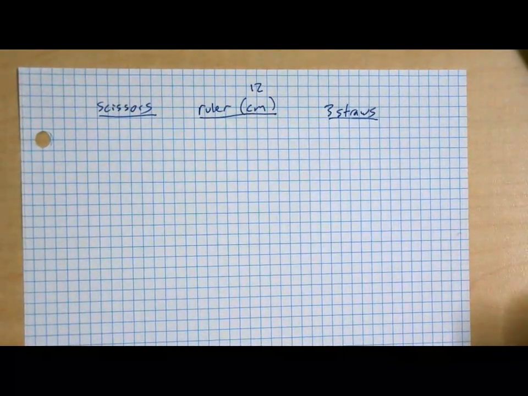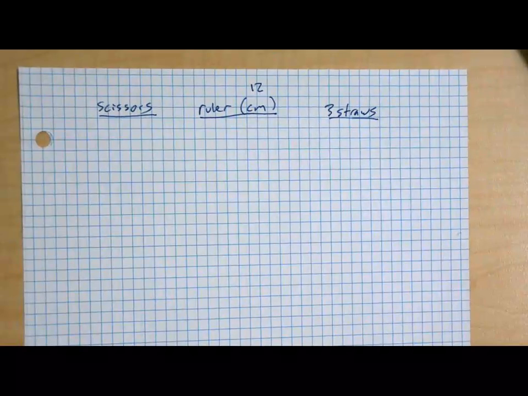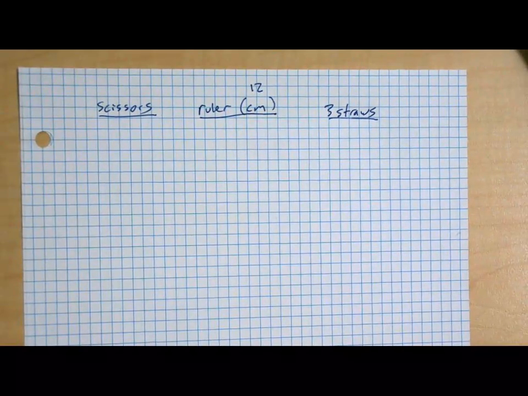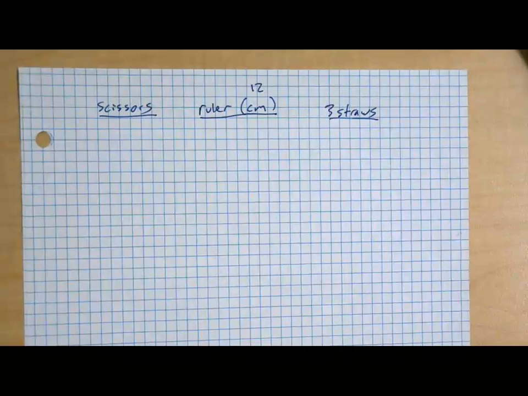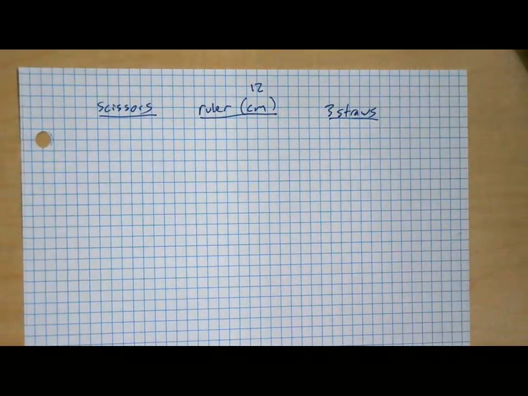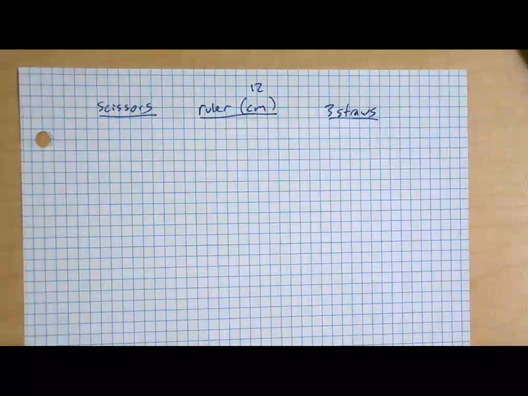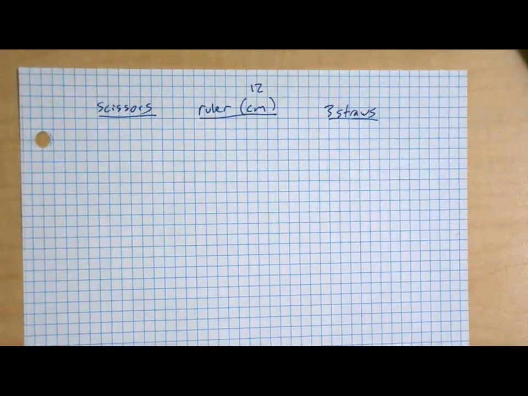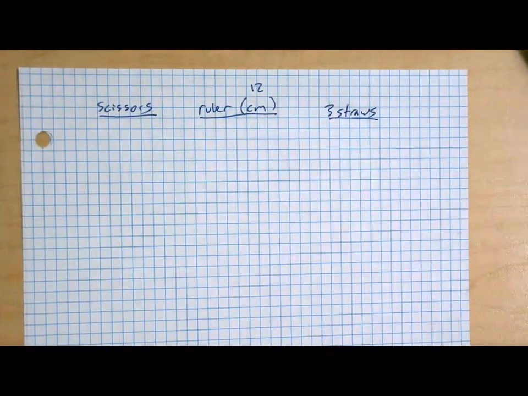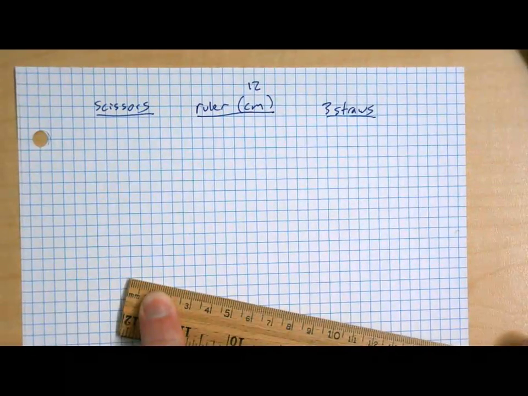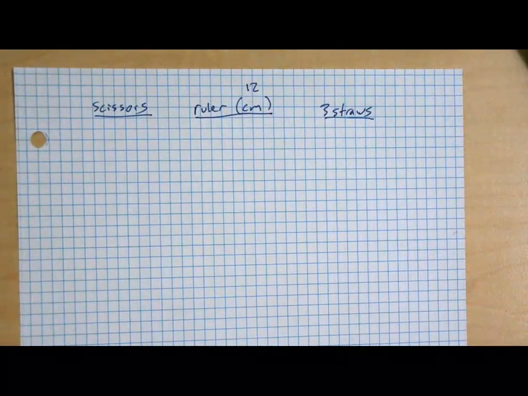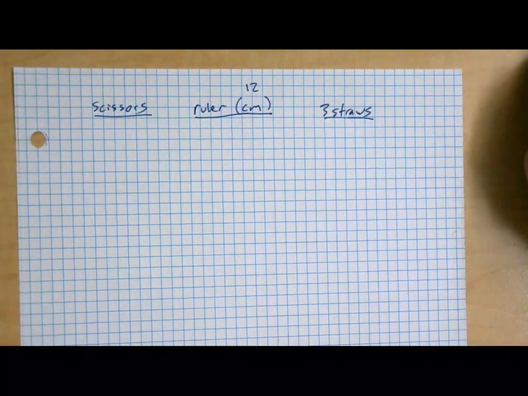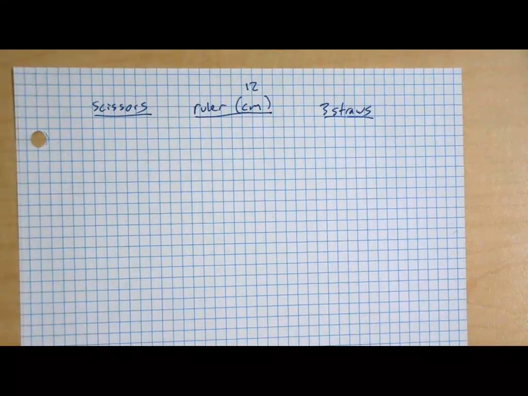Let me tell you where everything is, and then you and your partner can get this done. The scissors are over there by the window. You guys see them? The rulers are in the back of the room in a wooden box. They're underneath the tissues. Again, not all of them have centimeters on it. Make sure that you grab a ruler that has centimeters on it. And the straws are over here on my desk. So come see me and I'll hand you your 3 straws. All right, go get your materials. 1, 2, 3, go.